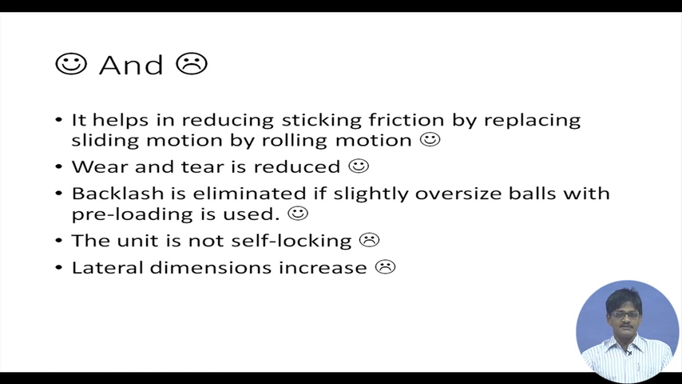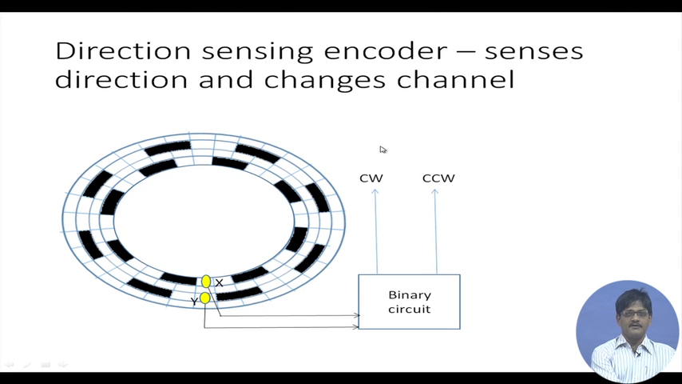But the problem is this system is not self locking. If you push the nut, you will get motion. In ordinary screw nut mechanisms, no matter how much you push the nut, you cannot set it into motion, or make the screw rotate. So, some other device has to be there to make sure that it is self locking. And in lateral dimensions, the nut becomes larger in diameter, taking up more space, and as you know, space is also expensive nowadays.